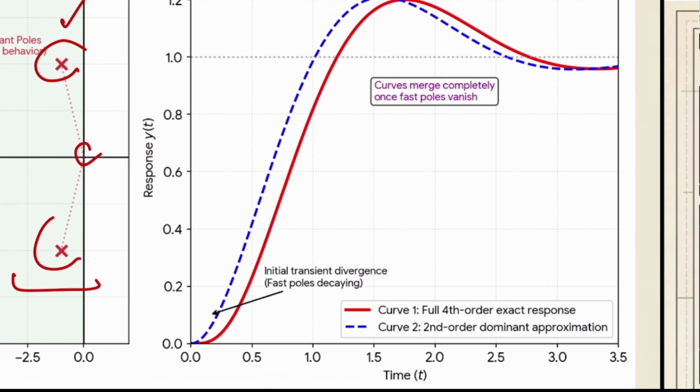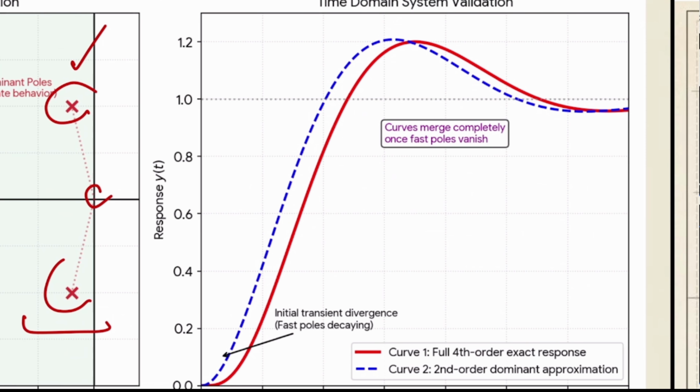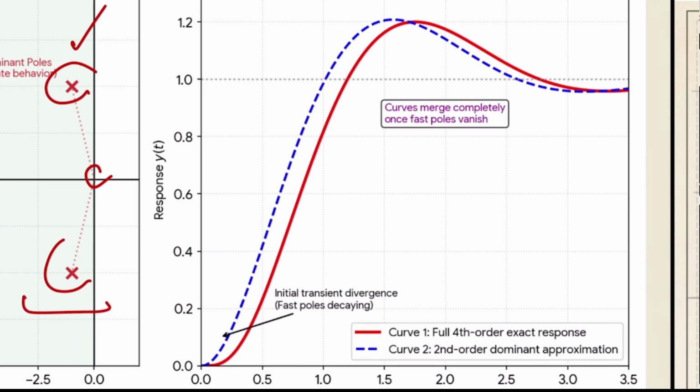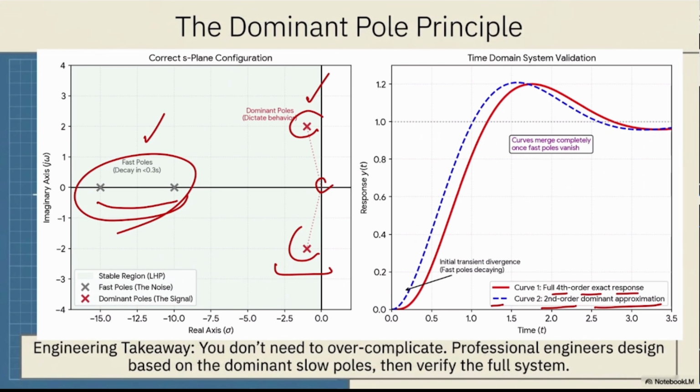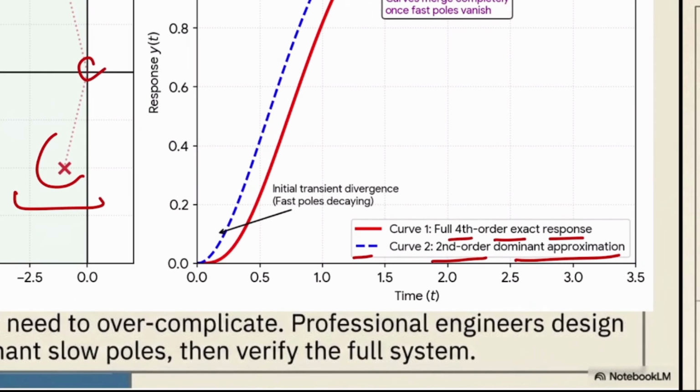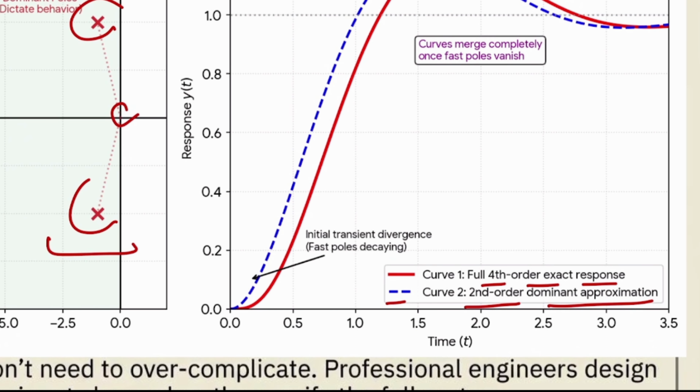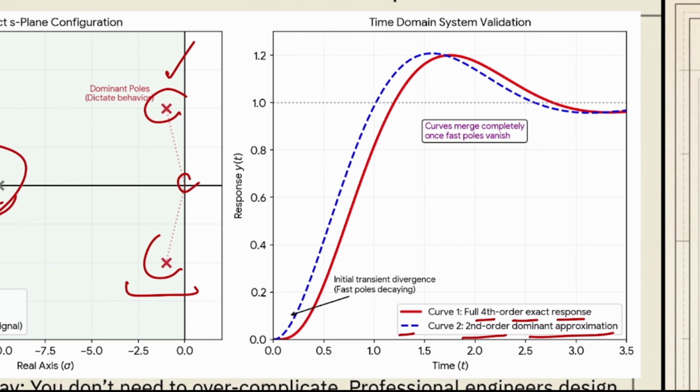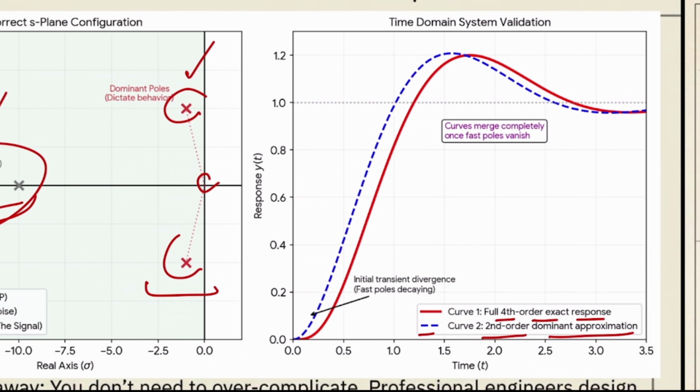So at this point, I'm going to show you the difference between the first one when I do have the 4 poles and the second one when I do have only 2 poles. Imagine the curve 1, which is going to be the red one, has the full 4th order exact response. On the other hand, I do have this dotted one, which is going to be 2nd order. It means that at this point, I don't have those 2 poles. As you can see, curve 1 is the 4th order exact response, and curve 2 is the 2nd order dominant approximation. We can see how highly those 2 curves are going to be identical.